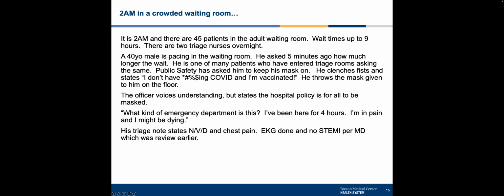"What kind of emergency room is this? I've been waiting 4 hours and I'm in pain and I might be dying." His triage note says nausea, vomiting, and diarrhea and chest pain. He did have an EKG, which had no STEMI per MD review earlier. So what do you think?